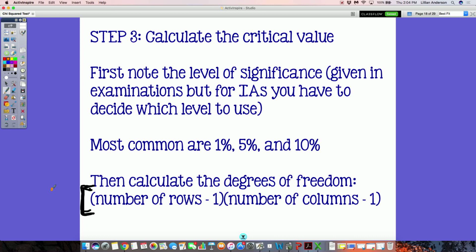Once you figure out what your significance level is, then you need to calculate your degrees of freedom, which is this formula that you see here: number of rows minus 1, times the number of columns minus 1. And we're talking about your raw data. Again, that is your raw data, not your totals. Does everybody understand that? Okay.